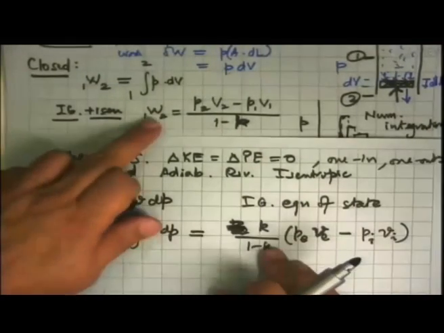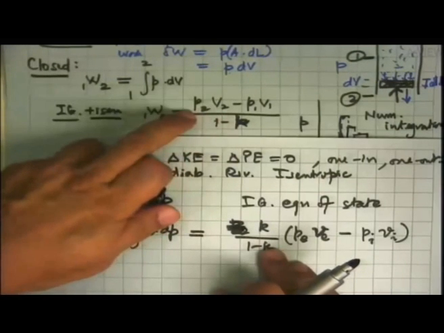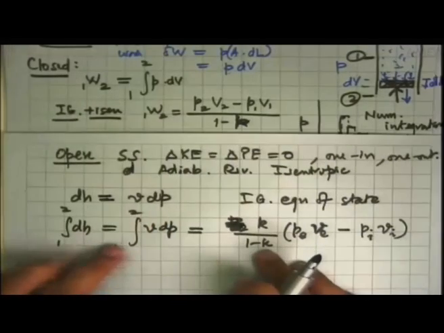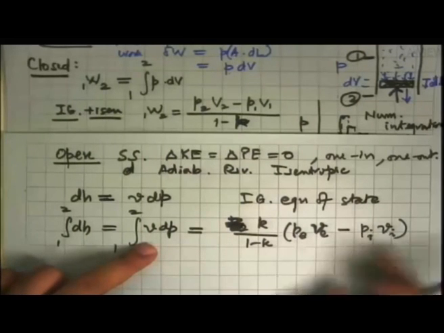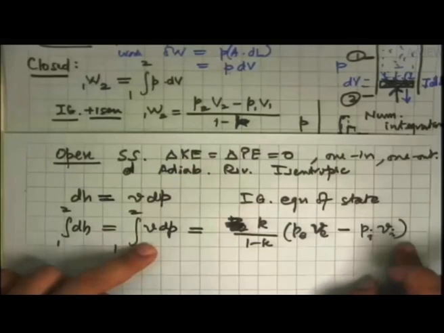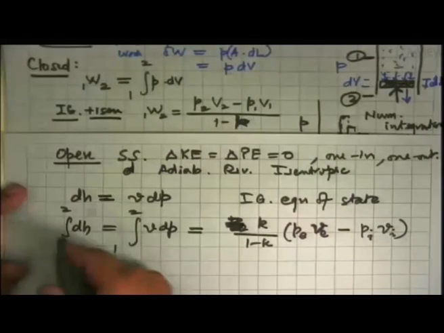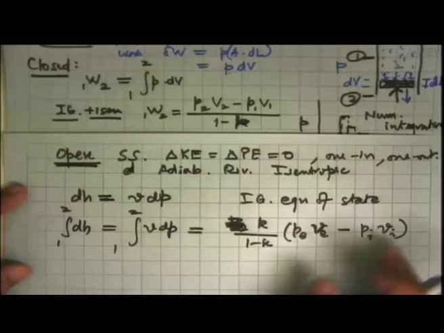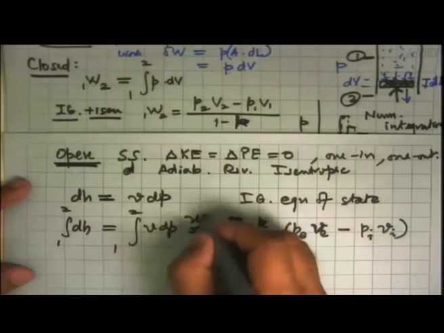For a closed system, the work done was P2V2 minus P1V1 upon 1 minus k. Now PV can be written as RT, so this can also be R(T2 minus T1). In the case of a flow process, this is k upon 1 minus k, P2V2 minus P1V1. Again, we can put in the equation of state and get R(T2 minus T1), but now it is k over 1 minus k instead of 1 over 1 minus k. So this is something we need to be careful about: for open systems, the relation is this. And what is this? This is W dot CV.